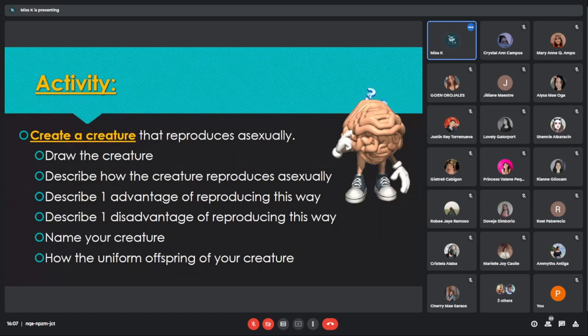So create a creature, meaning this creature should not exist in real life. It should be born from your imagination. And this creature should reproduce asexually. So you have to draw the creature from your imagination. Describe how it reproduces asexually. Describe one advantage of asexual reproduction in your plan, and include the naming of your creature.